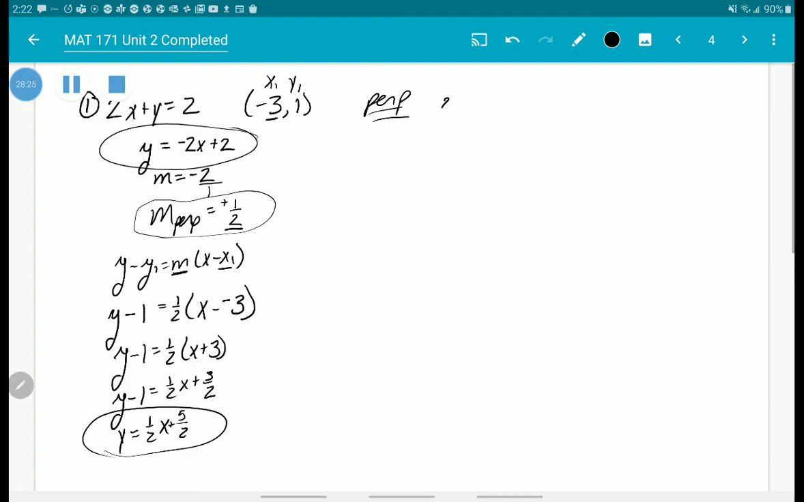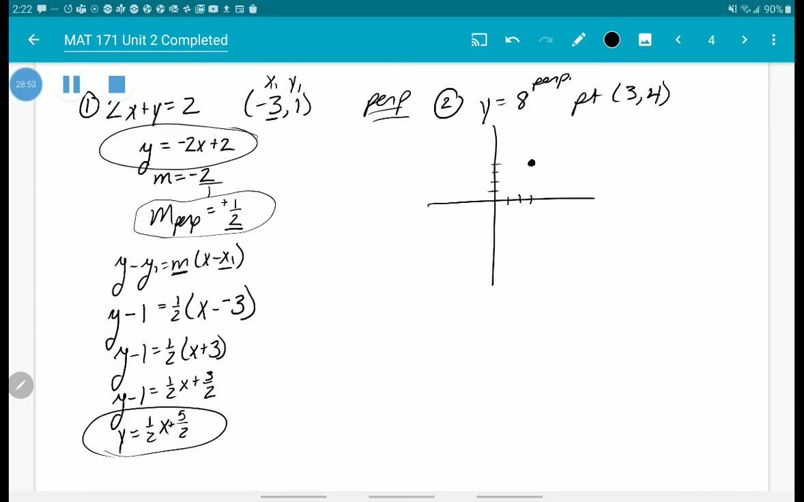Now let's look at number 2. Number 2 says we want to be perpendicular to the line y equals 8, and we want to contain the point 3, 4. There's not a lot we're going to have to do on this one. Let's draw a picture of what we have. This one's a perpendicular also. We're looking at the point 3, 4. So here's our point. We want to be perpendicular to y equals 8.